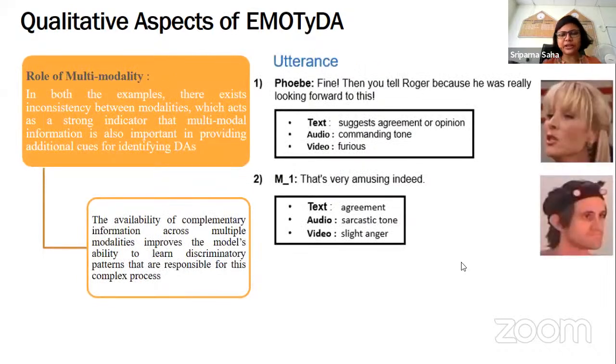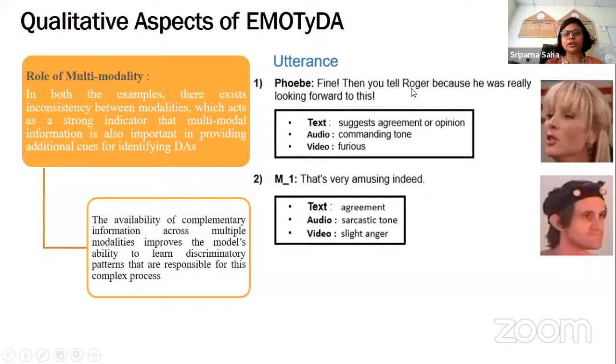And these examples illustrate how multimodality is helping. For example, "That's very amusing indeed." Here, from the text, it looks like a kind of agreement. But if you see the audio and video tones, the audio has a sarcastic tone and the video shows slight anger. If you consider the audio and video signals, you can easily understand that this is no longer an agreement, but a kind of disagreement. So the multimodal information helps us in better understanding the corresponding utterance.